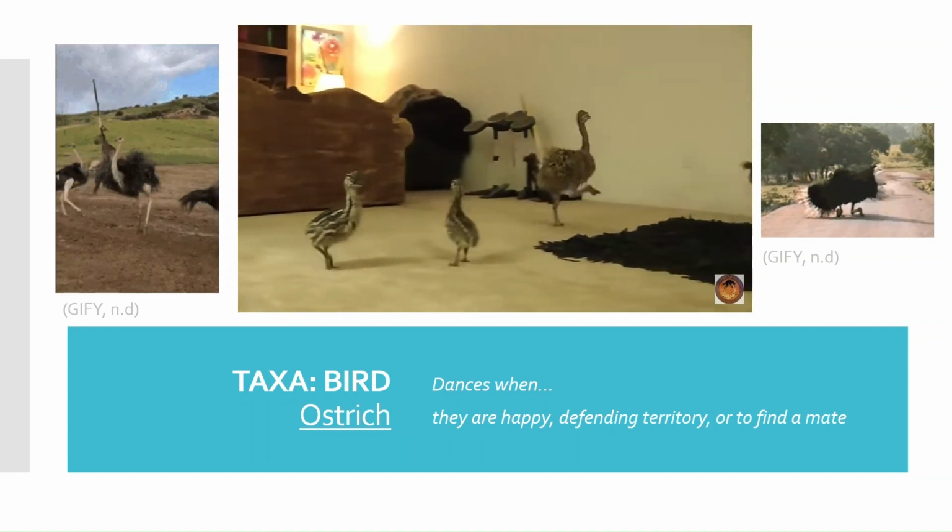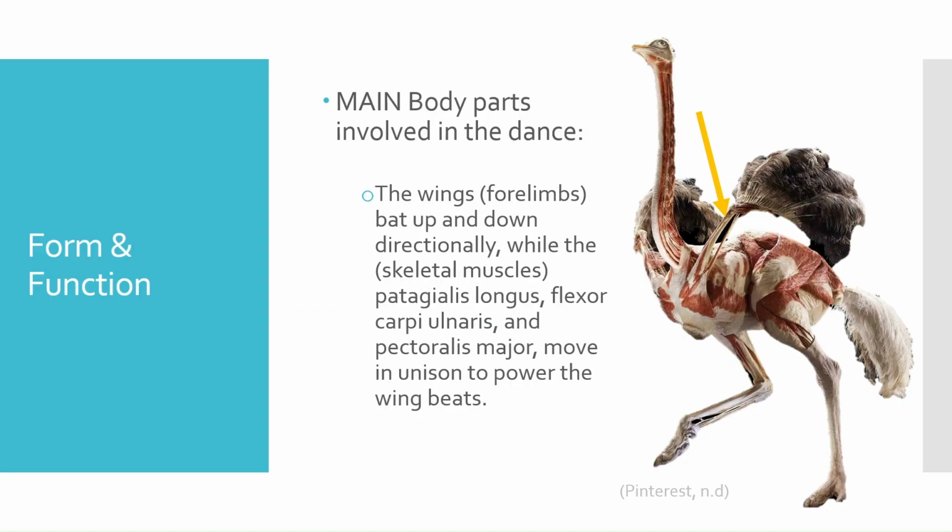Here, the main body parts involved in this dance are the wings that bat in an up and down direction, while the pterygialis longus, flexor carpi ulnaris, and pectoralis major, or skeletal muscles, move in unison to power the wing beats. They also move side to side, which involves their long vertebrae to provide flexibility in the motion. Try this out yourself so you can get an idea of how the body parts move.